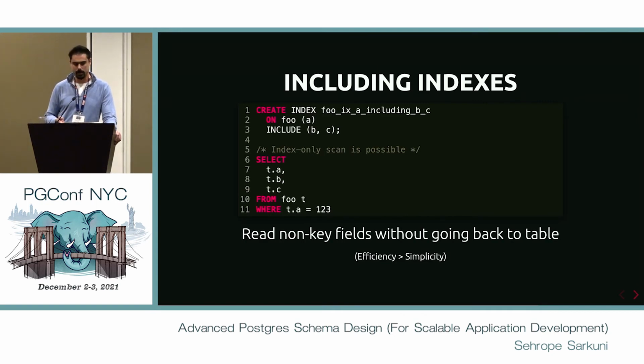What an include statement does when you create an index is it tells Postgres, oh, I also want to put these other fields in there. So when I look up this value with this index, I also want to be able to get B and C, so I don't have to go back to the table. Otherwise, you have another I/O going back to the table to read them.